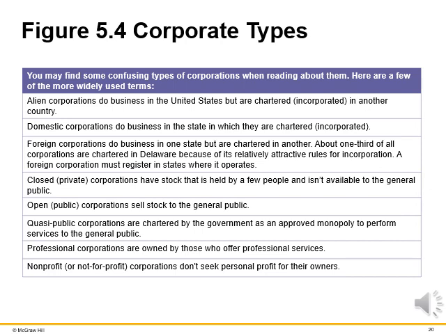Quasi-public corporations are chartered by the government as an approved monopoly to perform services for the general public. Examples are public utilities. Professional corporations are owned by those who offer professional services like accountants, doctors, or lawyers. And then there are nonprofit or not-for-profit corporations that don't seek any personal profits. And then finally, multinational corporations that operate in several different countries.